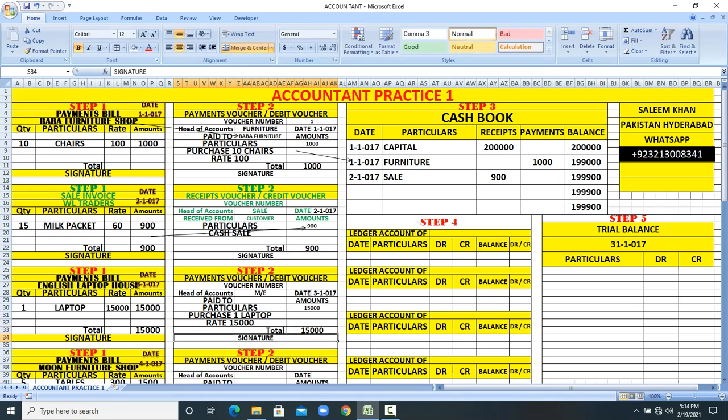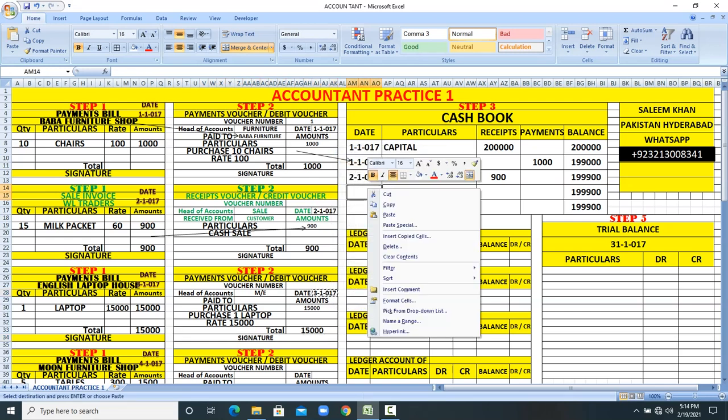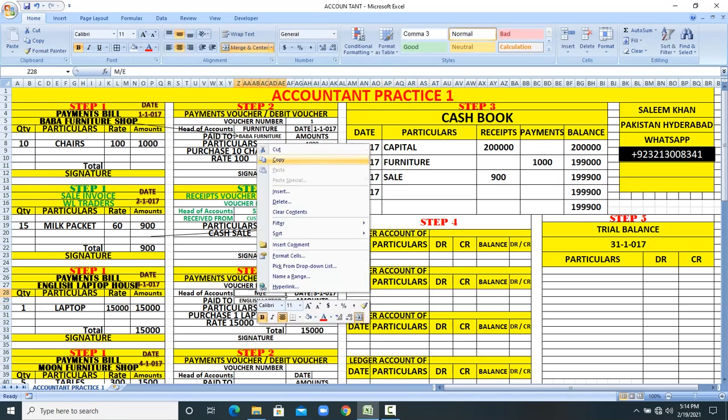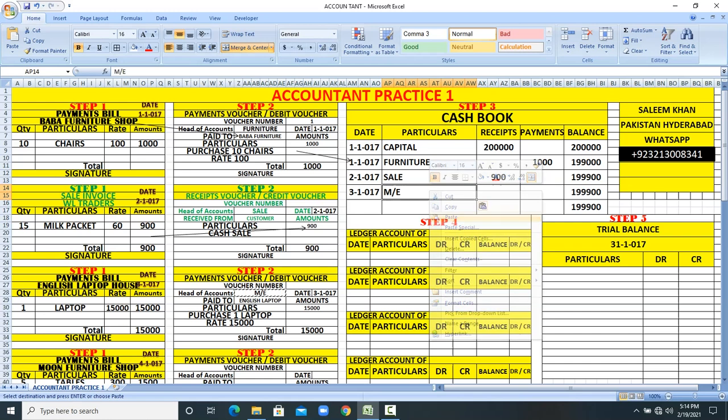Now second situation, we post date 3. Paid to English laptop. Machinery and equipment. We write here amount 15,000. We write it in the payment side.